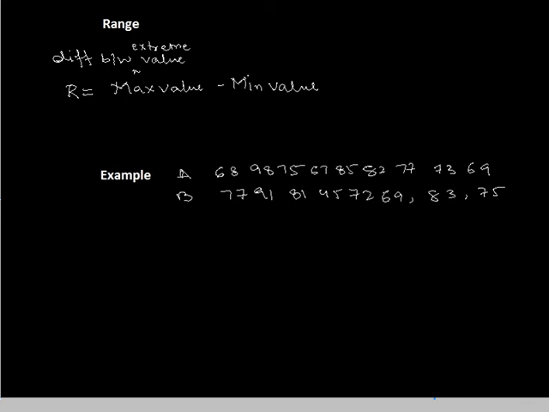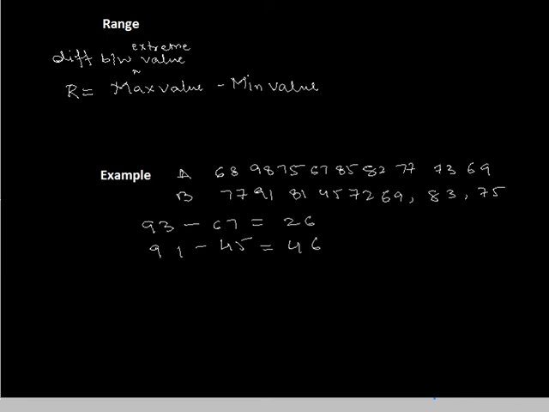Now, for the dispersion, the range would be the max minus min. So for class A, it turns out to be 93 minus, as you can see, 93 is the highest number out there, minus 67, which comes out to be 26. And for B, it comes out to be 91 minus 45, which is 46. So in that sense, you can say that there is less dispersion in class A as compared to class B.